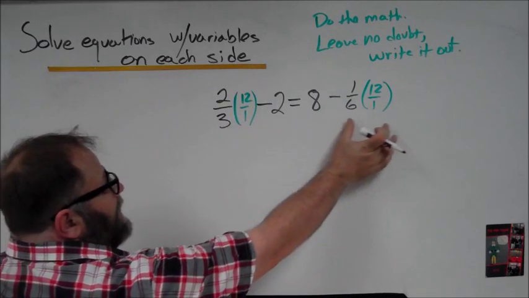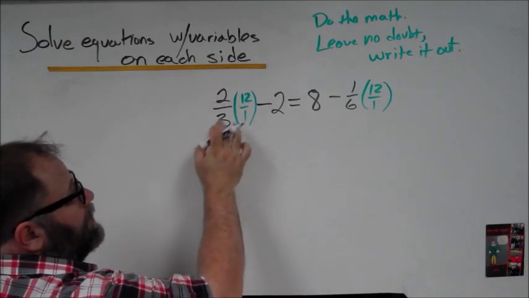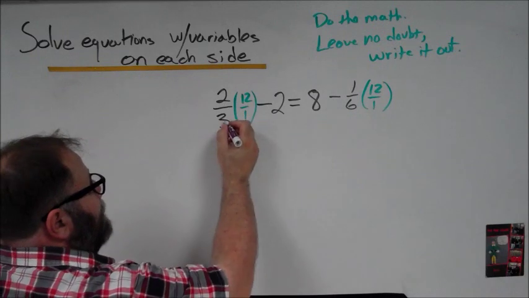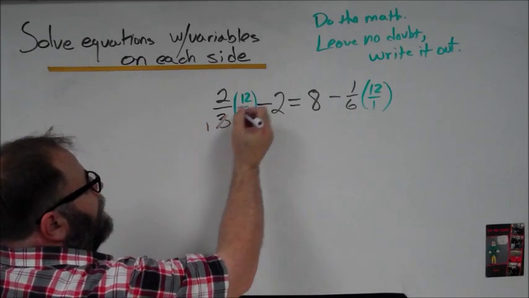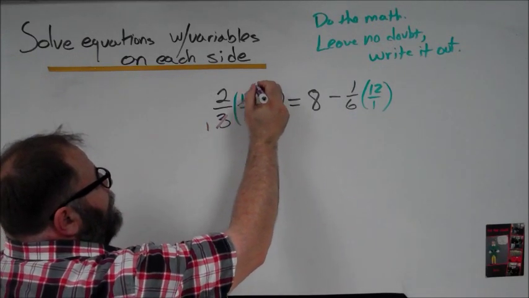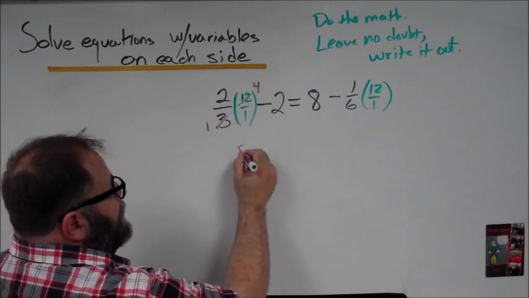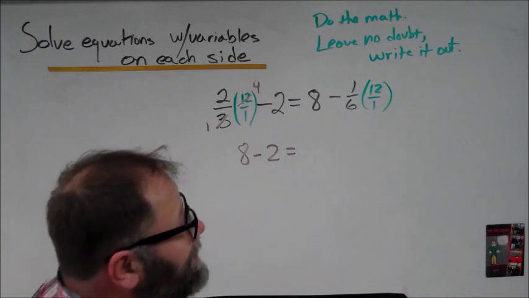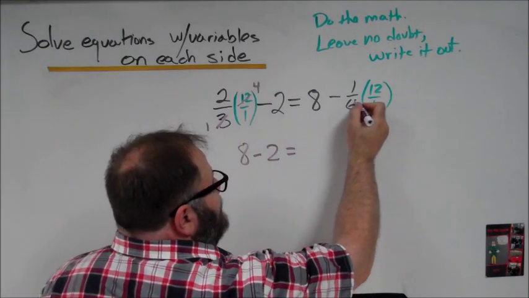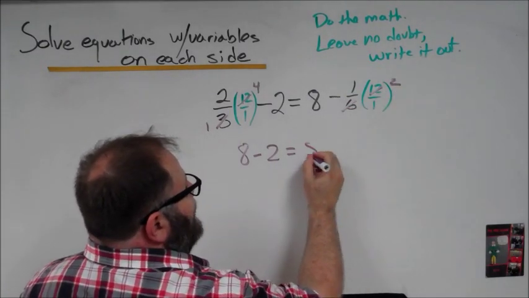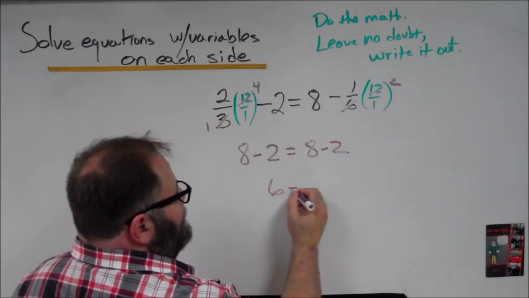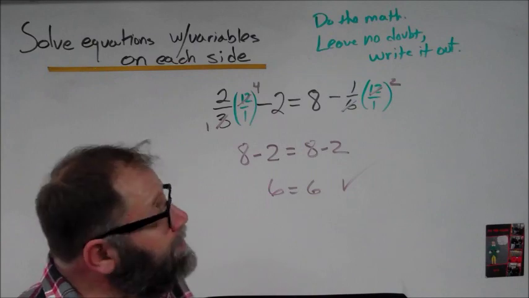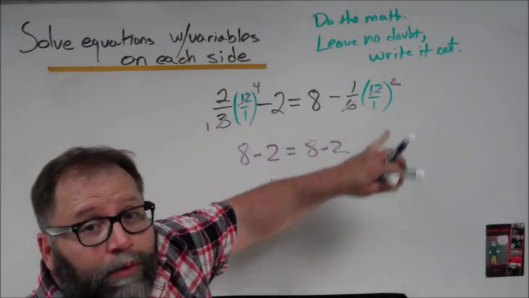Let's do the multiplication first. I've got 2/3 of 12. 2/3 of 12 is 8, but let's prove that it's 8. Divide by 3, and we get 4. 2 times 4 is 8, minus 2 equals, this looks good right now, doesn't it? Divide by 6, we get 2 is 8 minus 2, 6 equals 6. And that checks. X does equal 12.